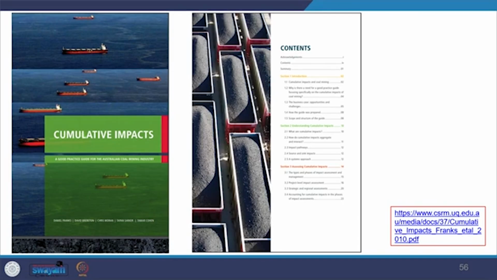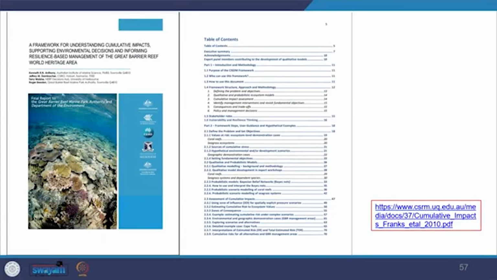So you can see how they are defining cumulative impact, and then how do you assess cumulative impacts. So all that is given. I've also given you the link so that you can download the document. Further, you can see another framework for understanding cumulative impacts. And then how do you really make decisions with regard to this? The case is coming from the Great Barrier Reef World Heritage Area. So how do you undertake that?